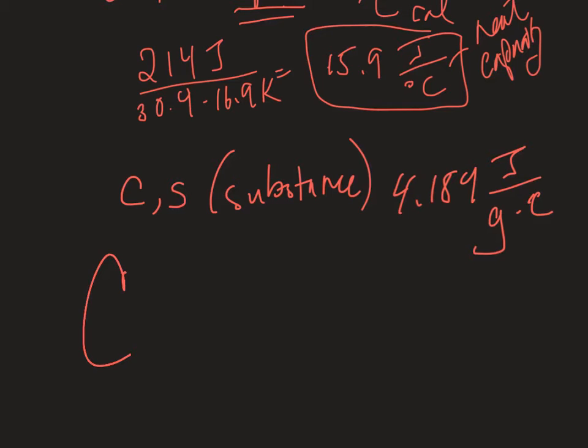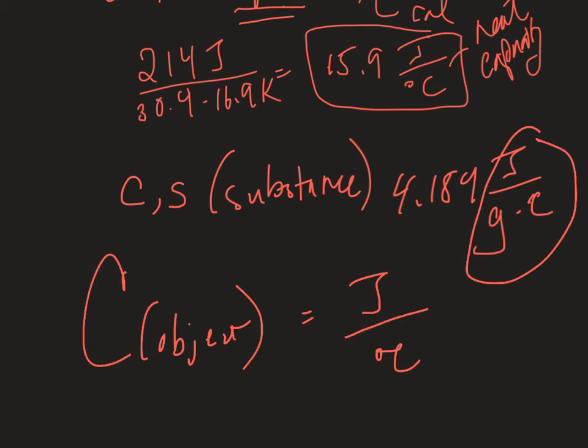Capital C is called the heat capacity, not specific heat capacity, just the heat capacity. And this is typically for an object like a calorimeter. Unlike a substance of no defined amount, a calorimeter has some heat capacity, and the units are joules per degree Celsius. Notice the difference between these two units. The one on top has grams, the one on bottom doesn't. And the reason is because it is for an object.